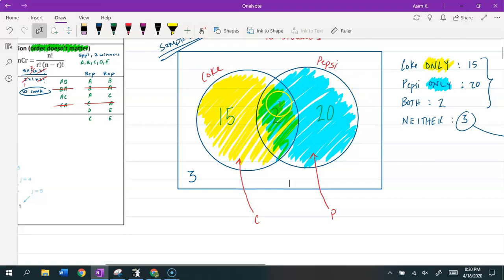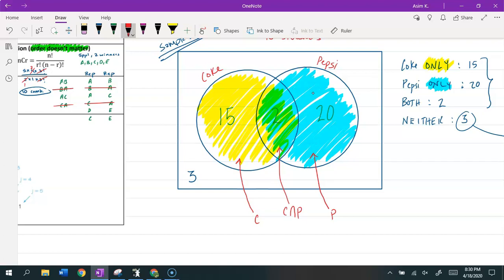So in terms of statistics and probability, that middle section that you're looking at, that right there is called C and P. So you say C intersection P because physically it looks like the intersection of the two, but it's also telling you that that's both of them. That's the people who like Coke and that's the people who like Pepsi.